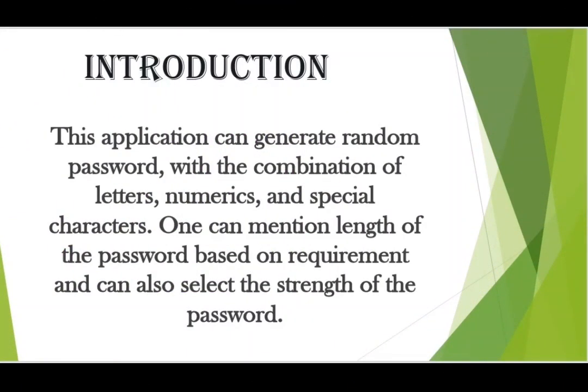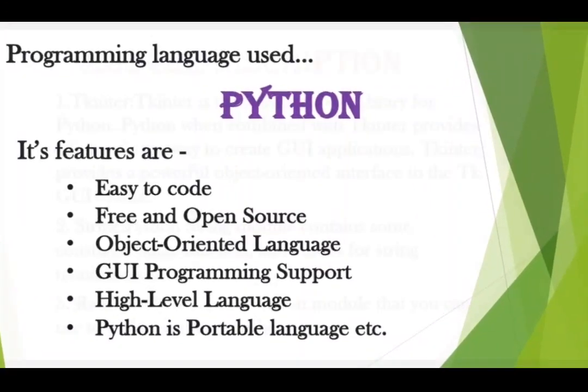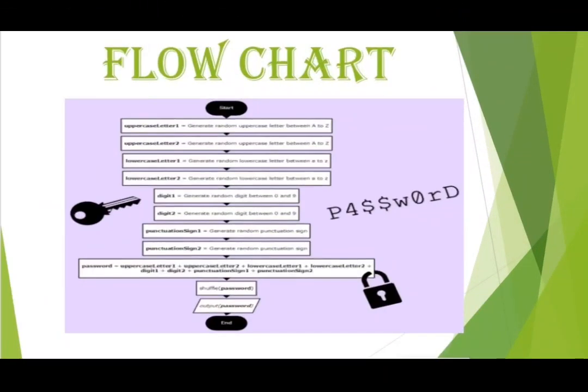In this project, the user has to select the password length based on requirement and also select the strength of the password. Python is an easy to code, free and open source, object-oriented, high-level language. Here, we use three Python modules: tkinter, random and string. Our password is made up of uppercase, lowercase and string digits.